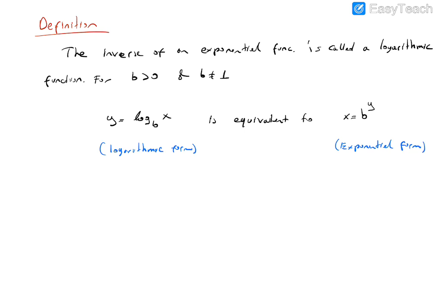The notation log to the base b of x, we read it as log to the base b of x, or log base b of x in short sometimes. It is the exponent to which b must be raised to obtain x, okay?